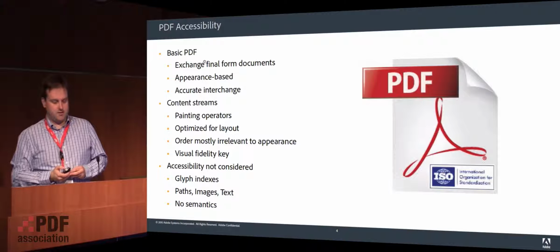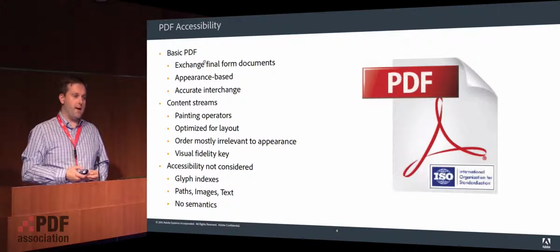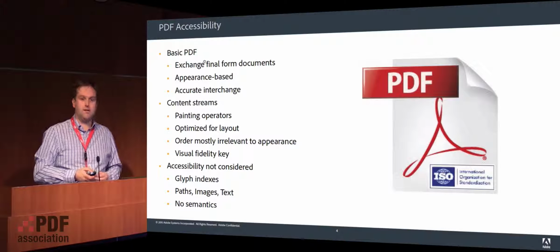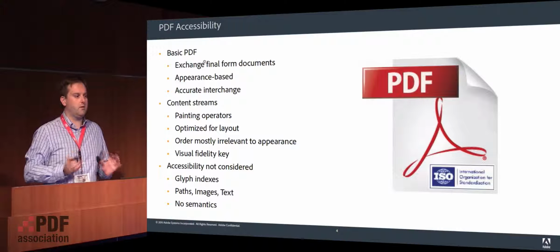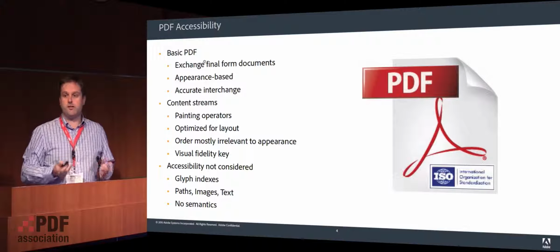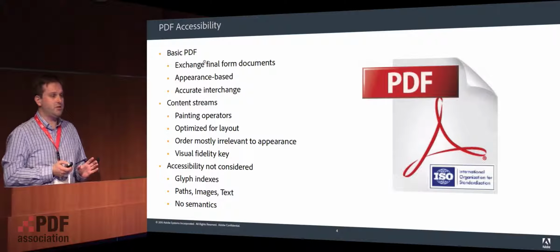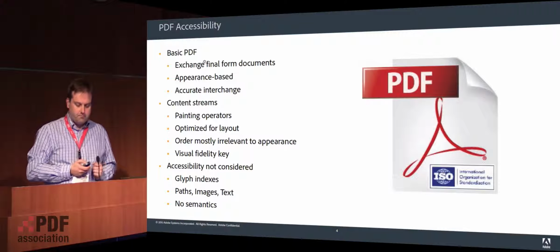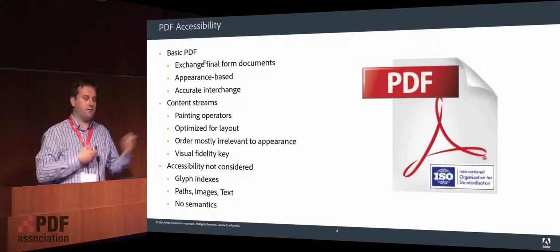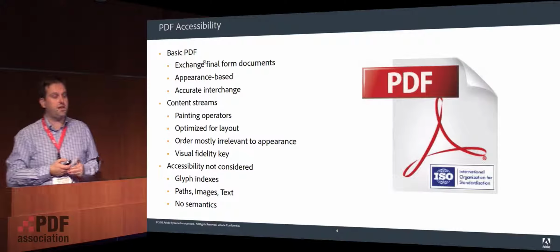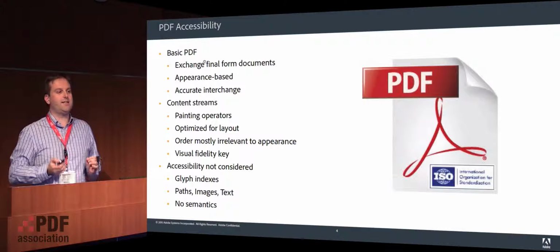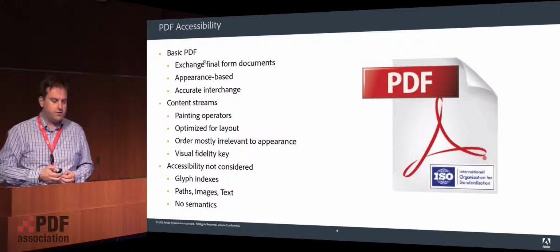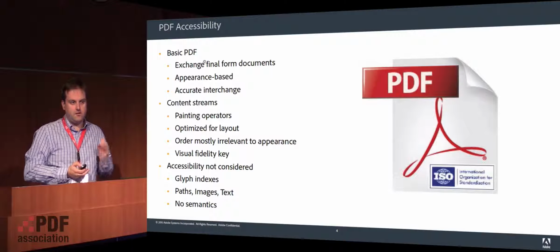Why is PDF accessibility hard? We've had accessibility standards for the web. WCAG covers things like PDF as well as HTML. But PDF actually has several challenges that make it something that has to be targeted. Basic PDF was designed for exchange. It was a final form layout format, and its intent was to reproduce print across multiple devices. It's entirely appearance focused, and it was for accurate interchange. It's comprised of content streams that paint onto a canvas, and that painting can be optimized for the layout or for the device. It has very little to do with the actual meaning of the content because that was intended to be consumed once printed to paper. So the order was mostly irrelevant. And the visual fidelity was the key.